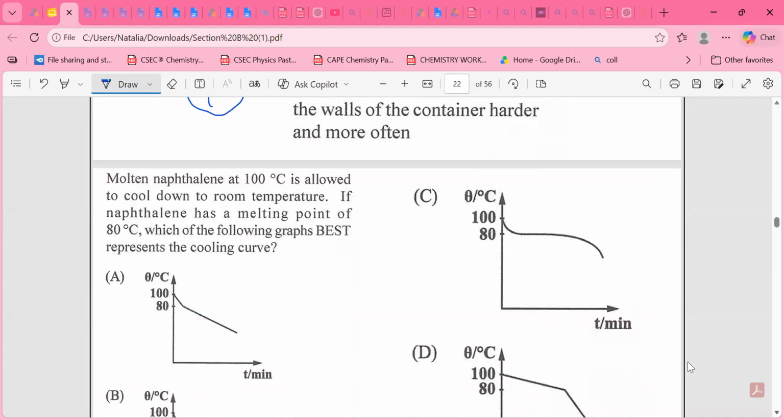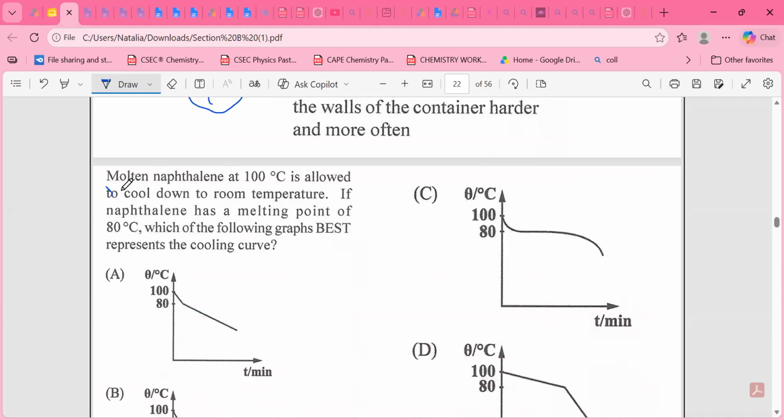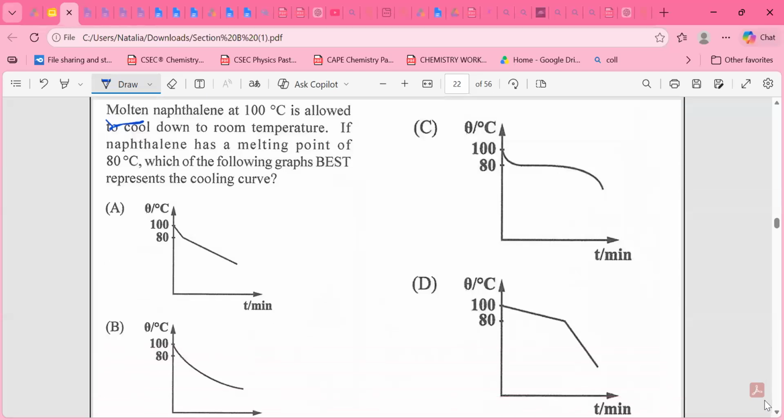The molten naphthalene, meaning naphthalene in liquid state at 100 degrees, is allowed to cool down to room temperature. If naphthalene has a melting point of 80, then we have a phase change. A phase change is defined by a flat line at the temperature at which it changes state. So the answer is going to be C. That's where the horizontal line is.